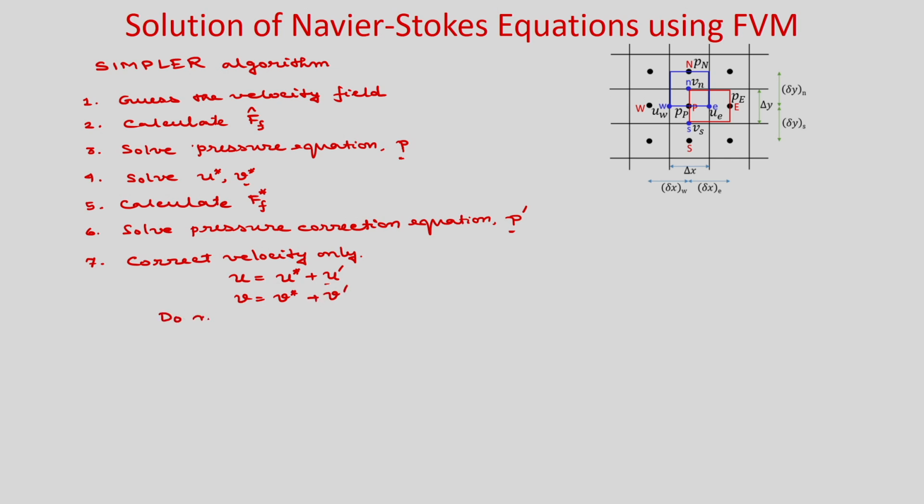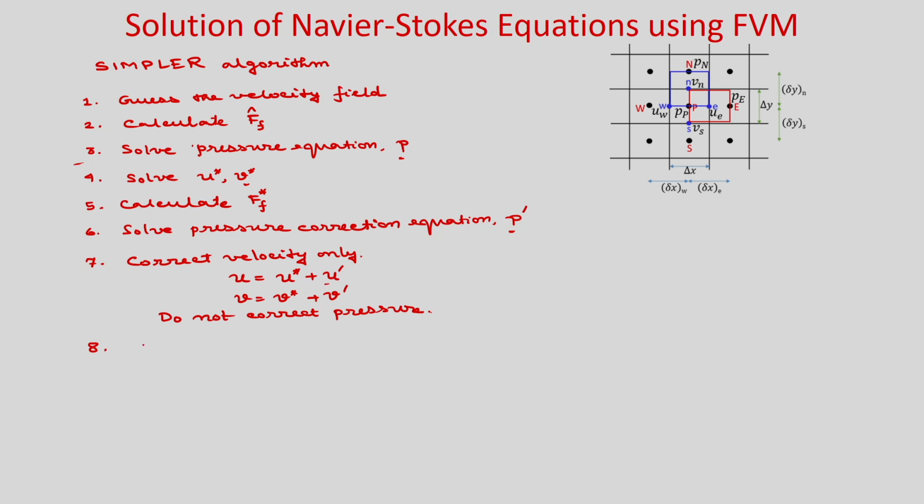Do not correct pressure, okay, because in this step, at third step you have already solved for the correct pressure field with the known velocity field. Okay. So, here you do not correct pressure. So, this is the difference with the simple algorithm.